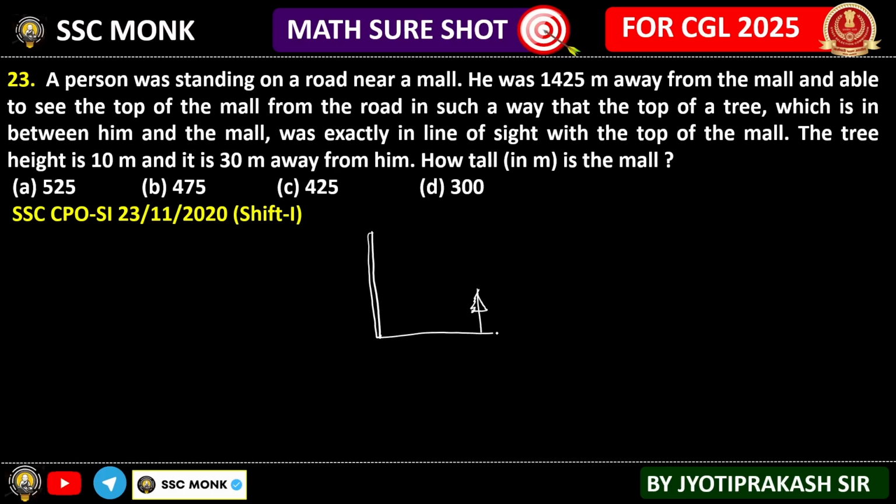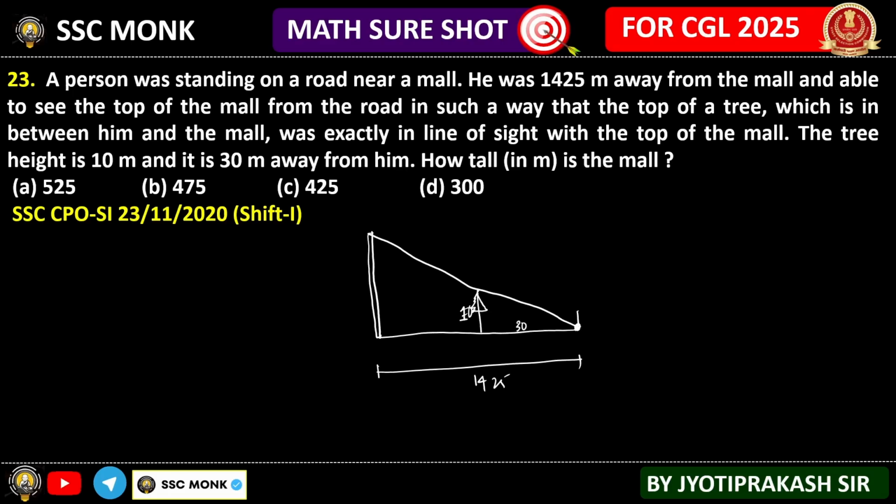Now, when a person was standing over here, let's say, when he was watching, this line of sight was here. So this is how it is, okay? So it is saying this total distance was what? 1425 meter, and the tree height was 10 meter, and this tree was 30 meter away from him. So it is saying what was the height of the mall.